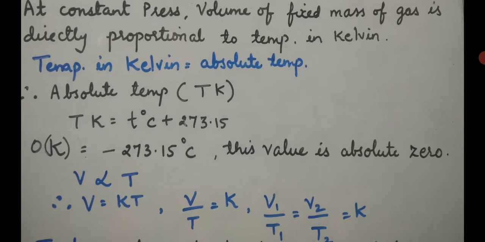So mathematically I can write V is proportional to T, where V is the volume and T is the absolute temperature. So I can write V is equal to KT. So V upon T is equal to K. So V1 upon T1 is equal to V2 upon T2 is equal to K.